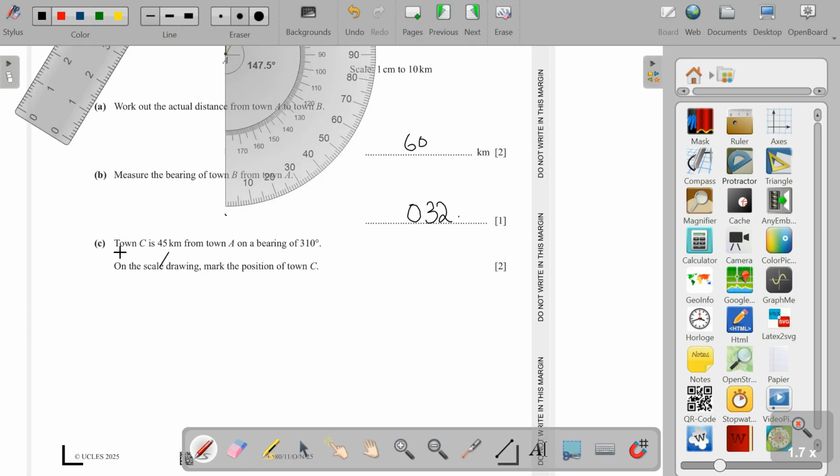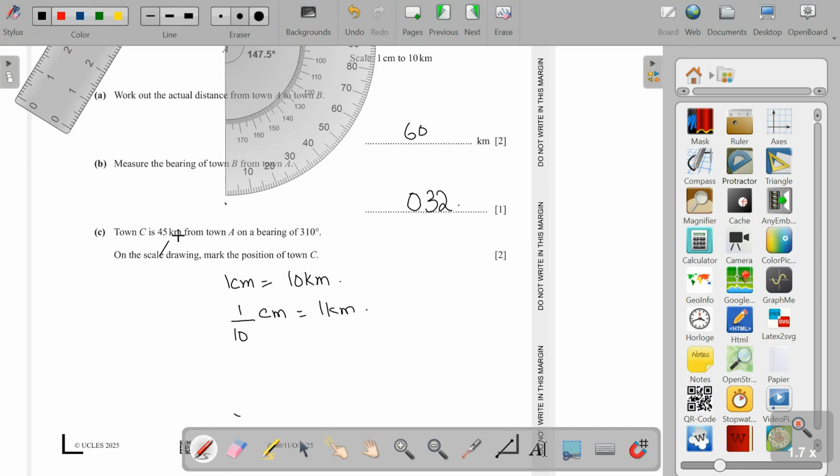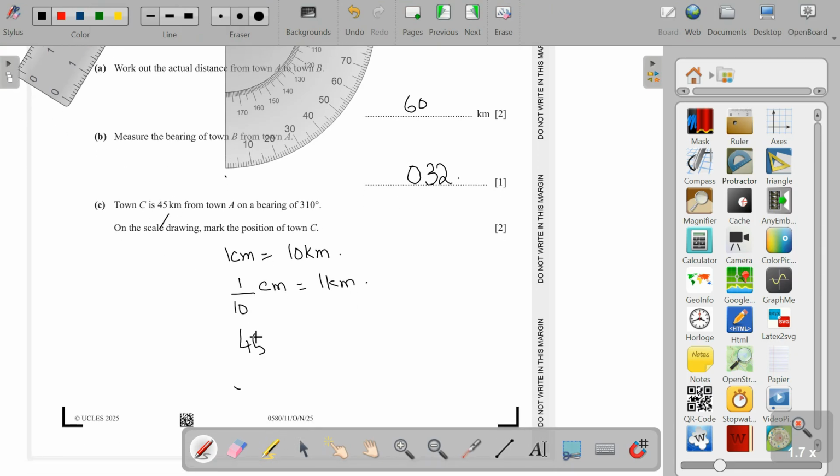Okay. Now part C, town C is 45 kilometers from town A on the bearing of 310. On the scale drawing, mark the position of town C. First we should know how many centimeters will be the scale for 45 kilometers. We know that 1 centimeter is equal to 10 kilometers. So 1 over 10 centimeter is equal to 1 kilometer. We need to calculate 45 kilometers. So 45 kilometers is equal to 45 over 10 centimeters, which is equal to 4.5 centimeters.